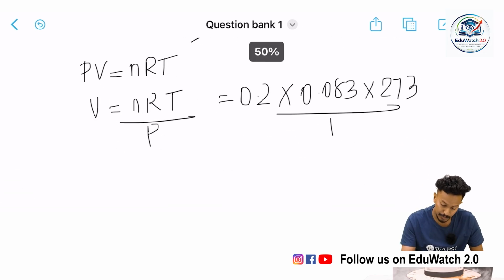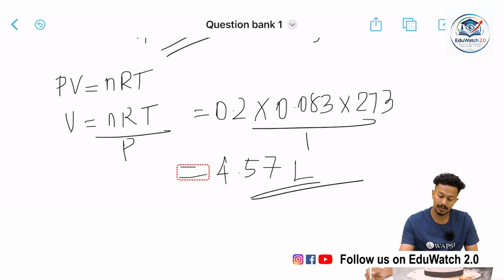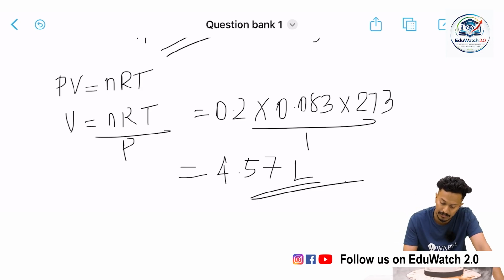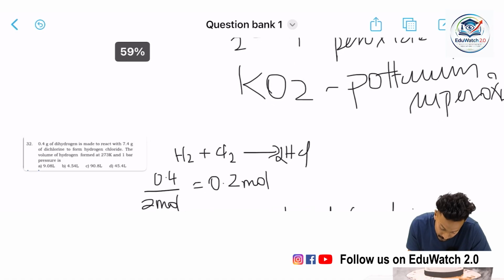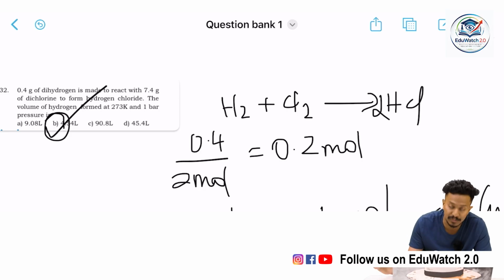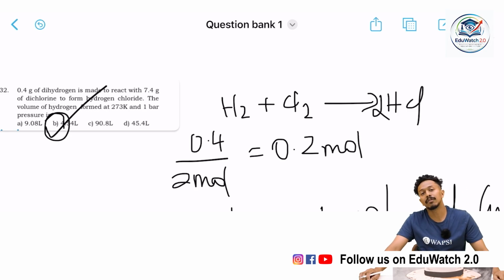So 0.2 into 0.083 into 273 gives the volume of 4.54 liter. This is correct? Yes, you have to calculate this one. 0.2 into 0.083 into 273. Yes, I have calculated this one and found it to be about 4.54 liter. And the correct option would be, approximately equal to, option number B, 4.54. The correct option is option number B. So 4.5 liter of hydrogen chloride is formed at 273 Kelvin and 1 bar pressure.